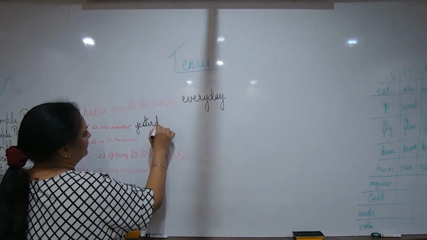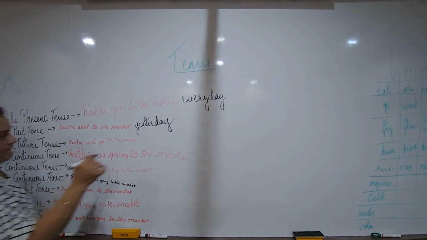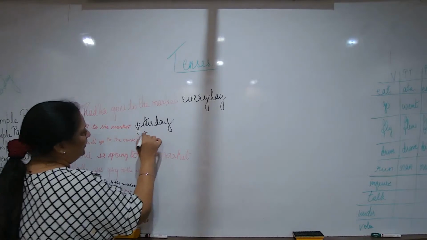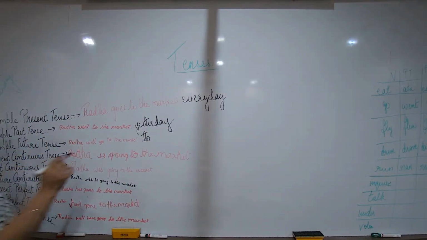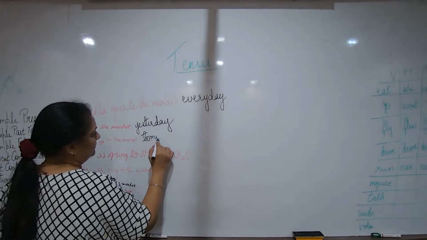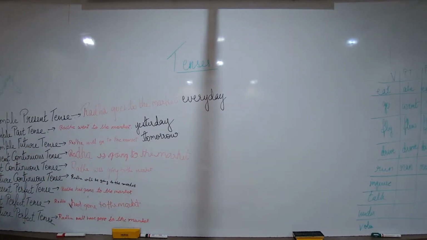Next one. Tomorrow में M double की R double? R double. Continuous tense. So Radha is going to the market right now.